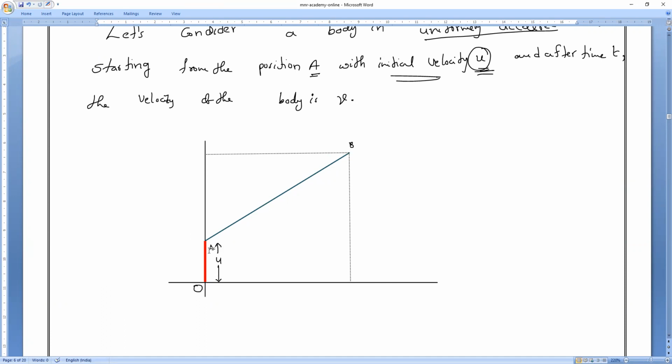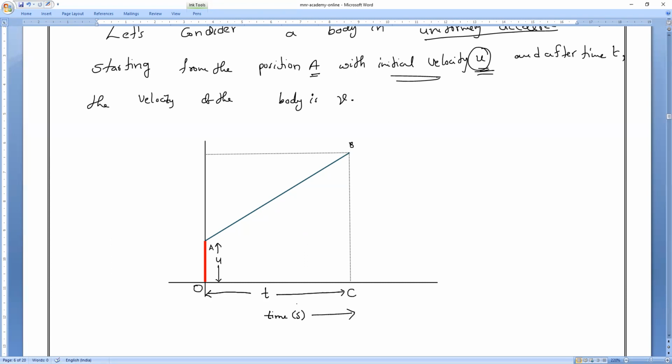So let me take this point as A. I have taken this point as B. Then towards the time axis, this point I will take as C. Clear? Yes, sir. In the question, it is given after time T1, time T2. So the total time is OC. Is it okay? This is the time axis. Clear?